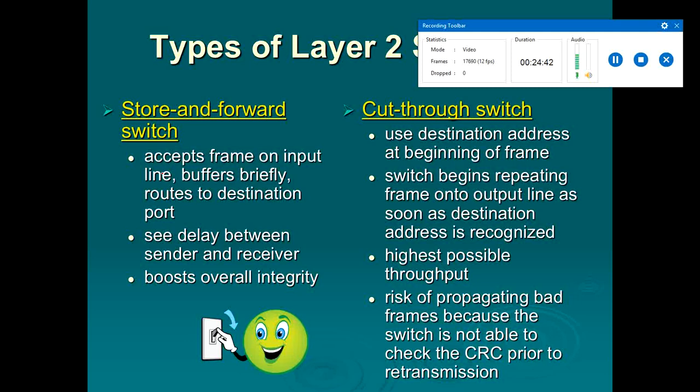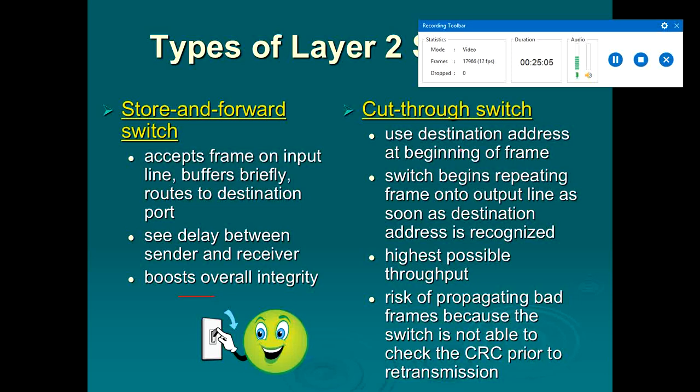So the store and forward switch is a layer 2 switch that can accept a frame on an input line, store it inside, and then route it to the appropriate output line. So it buffers briefly, stores it, and then routes it to the destination port. There can be a delay between the sender and the receiver, but it boosts the overall integrity.